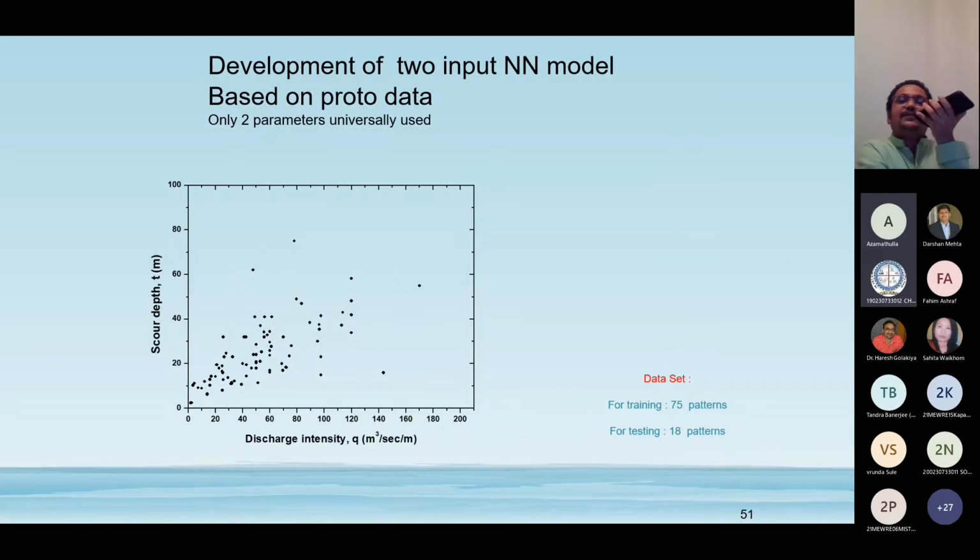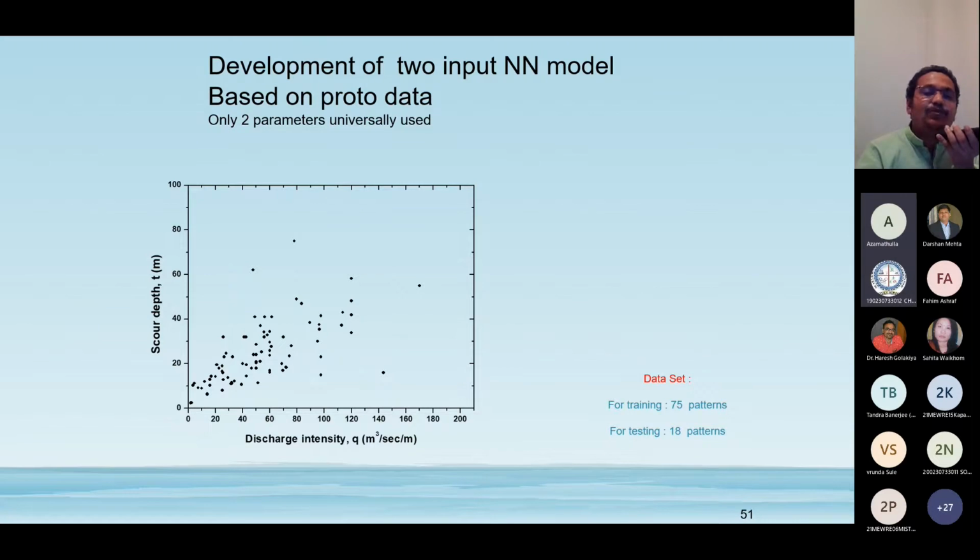Okay, another thing that I showed previously for the model. This one uses prototype data, meaning real data. I have collected 93 data points. You can see I have plotted whether there are any relationships. Many researchers, Vernes, Damle, Vincent, and Wu, used only two parameters: discharge intensity and head.